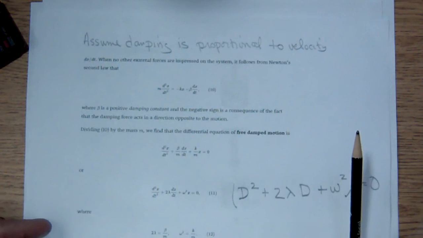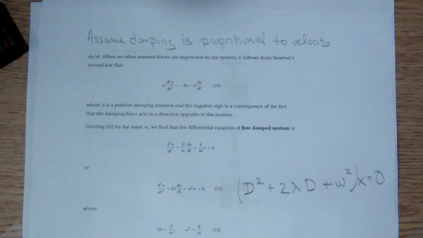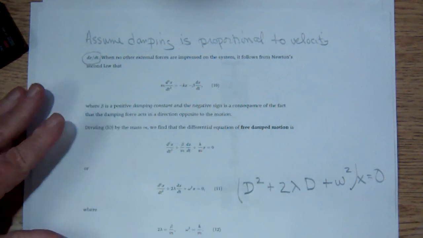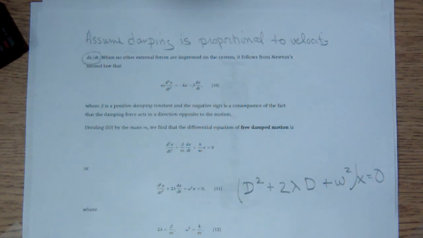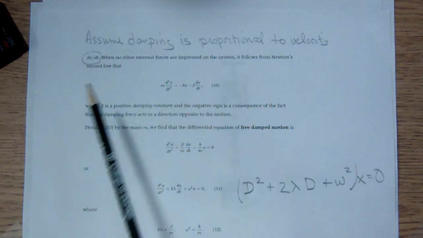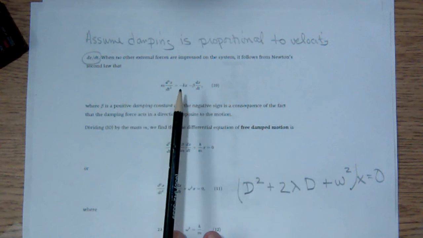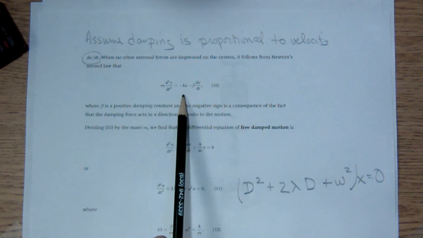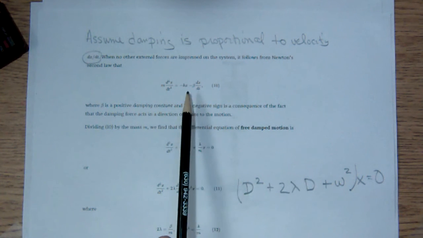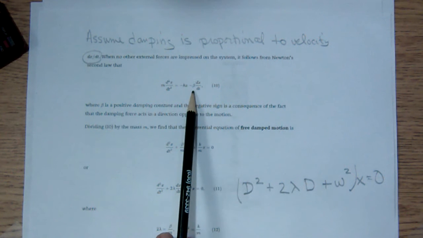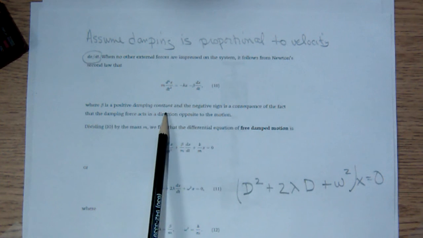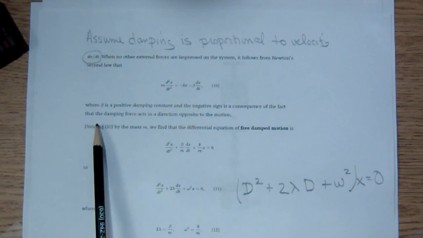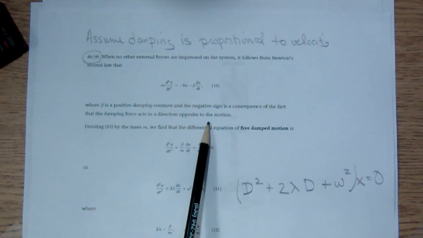Now, what we're going to assume right now is that the damping is proportional to the velocity, and that means it's proportional to dx/dt. In your take-home problem, I'll ask you to make a different assumption, but that's the assumption that we're using right now. So when no other external forces are impressed on the system, from Newton's law, we have it as before, except now we have a force that's pushing back, and I'm using a coefficient of beta, where beta is a positive damping constant, and the negative sign is a consequence of the damping force acting in a direction opposite to the motion.